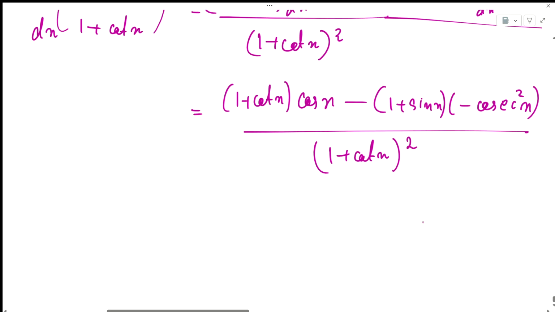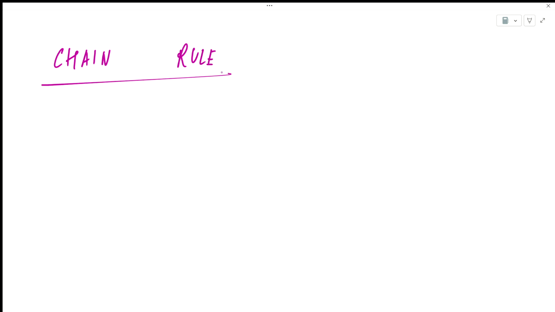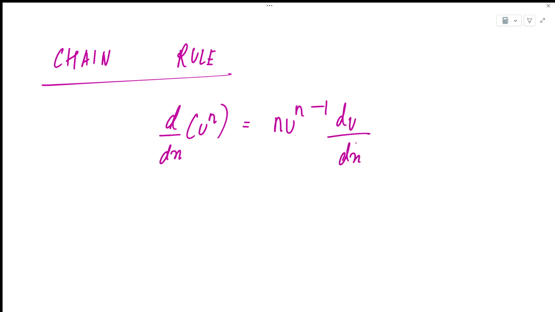I'll just explain the chain rule once. So what is the chain rule? The chain rule is d by dx of u to the power n. Firstly you differentiate u as per the exponent rule, giving n times u to the power n minus 1, and then you differentiate u with respect to x. In place of u, basically, you can have anything.